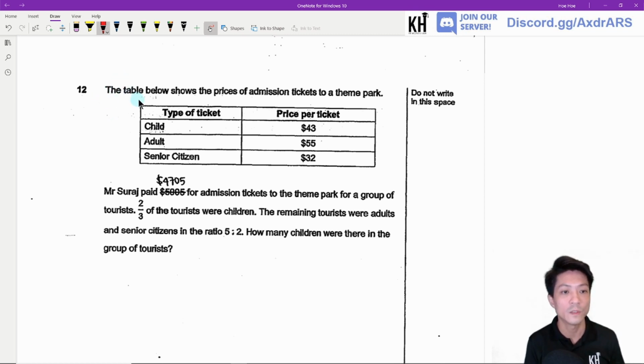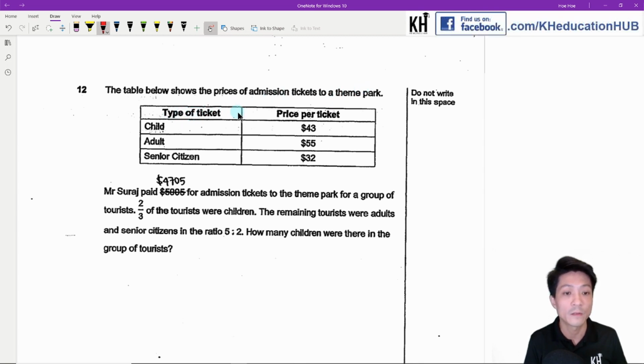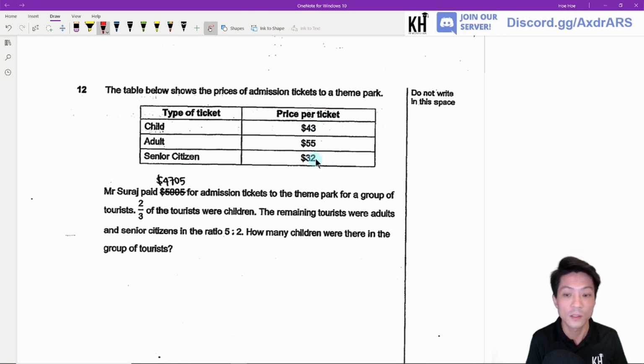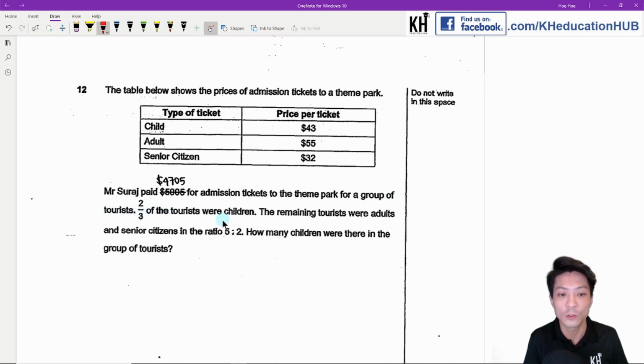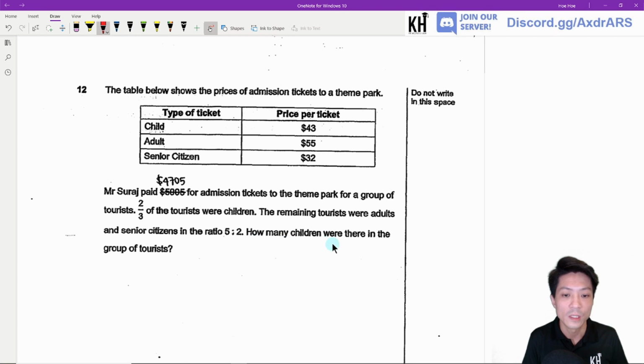Okay, question 12. The table below shows the prices of admission tickets to a theme park. The types of tickets are children, adult, and senior citizen. Children is $43 per ticket, adult is $55 per ticket, and senior citizen is $32 per ticket. Mr. Suraj paid $4,705 for admission tickets to the theme park for a group of tourists. 2/3 of the tourists were children. The remaining tourists were adults and senior citizens in the ratio of 5:2. How many children were there in the group of tourists?